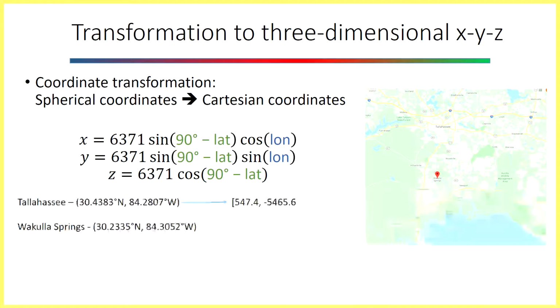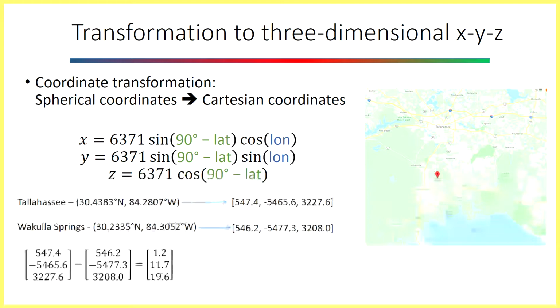Note that in both of those equations, I put the longitude in as negatives since these are in degrees west of the prime meridian. Finally, we compute that z equals 6,371 times cosine of 90 degrees minus 30.4383 degrees north, which equals 3,227.6. So that is our XYZ coordinates for Tallahassee. We can then go through the same process to compute the XYZ coordinates for Wakulla Springs. Now, we remember from our toolbox on vectors that we can find the difference between two vectors by subtracting one vector from another.